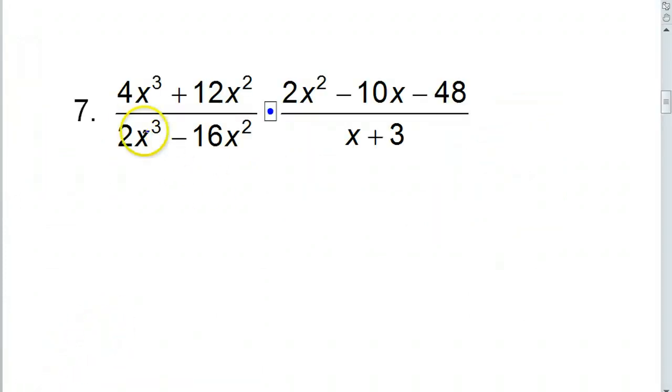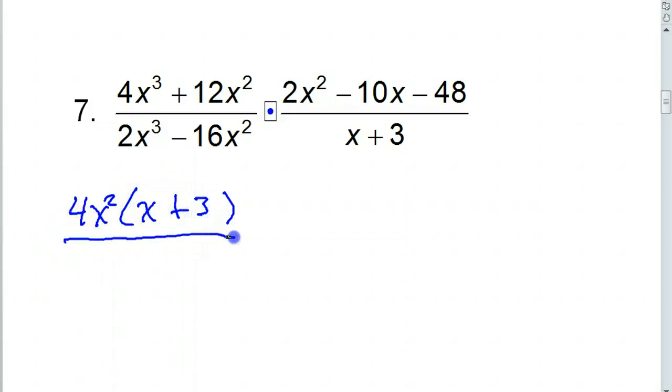Number 7. Same thing. GCF. Looking at this numerator, the greatest common factor is 4x squared. If I pull that out, that's going to leave behind x plus 3. The denominator, GCF is 2x squared. That's going to leave behind x minus 4. Am I right? Yeah.